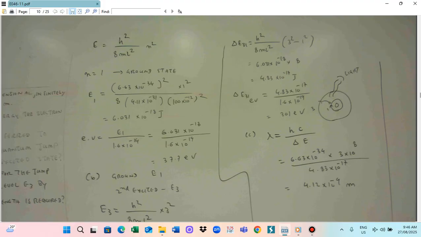So this is for the typical case of a photon problem. When the electrons are excited, they jump from one level to another level. Once they jump, the energy level changes, and the energy level change emits light. So this is the light wavelength, and the change of energy can be calculated by the equations: E = n²h²/8mL², and also λ = hc/ΔE.